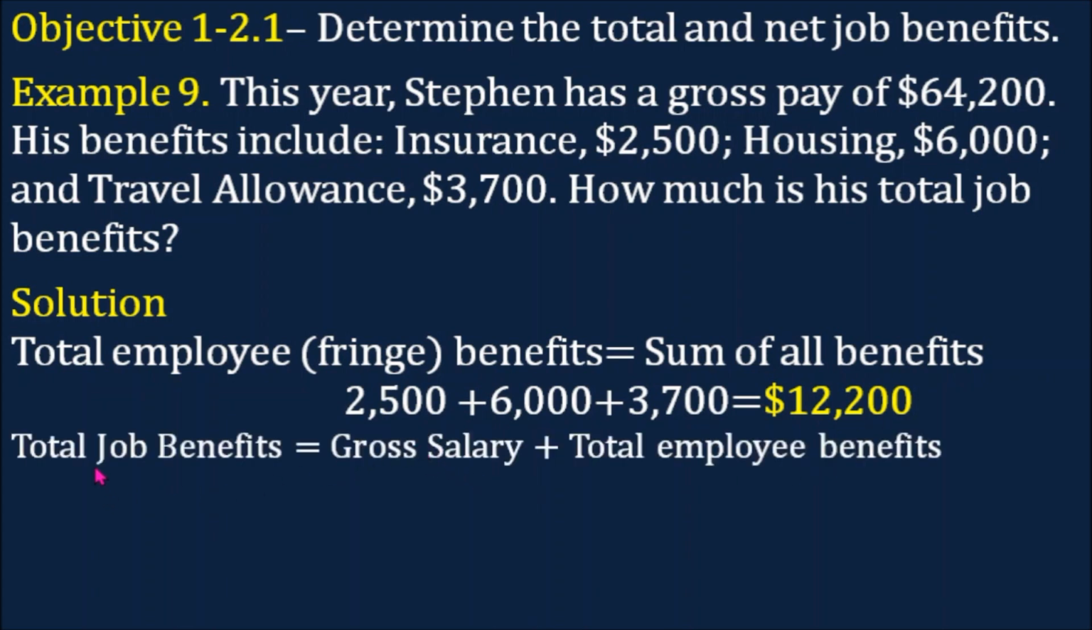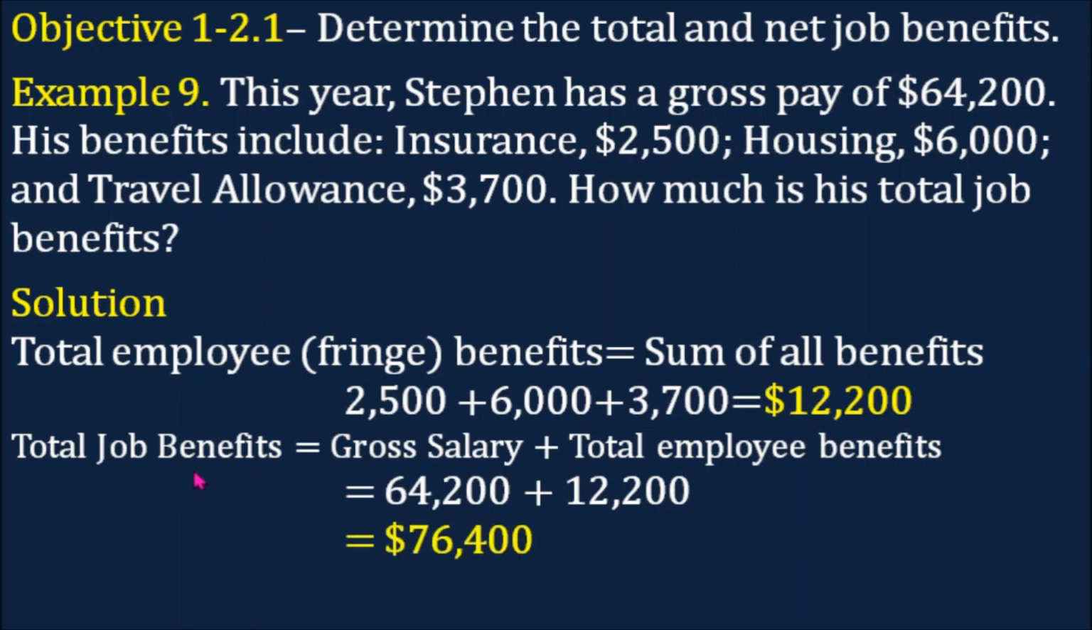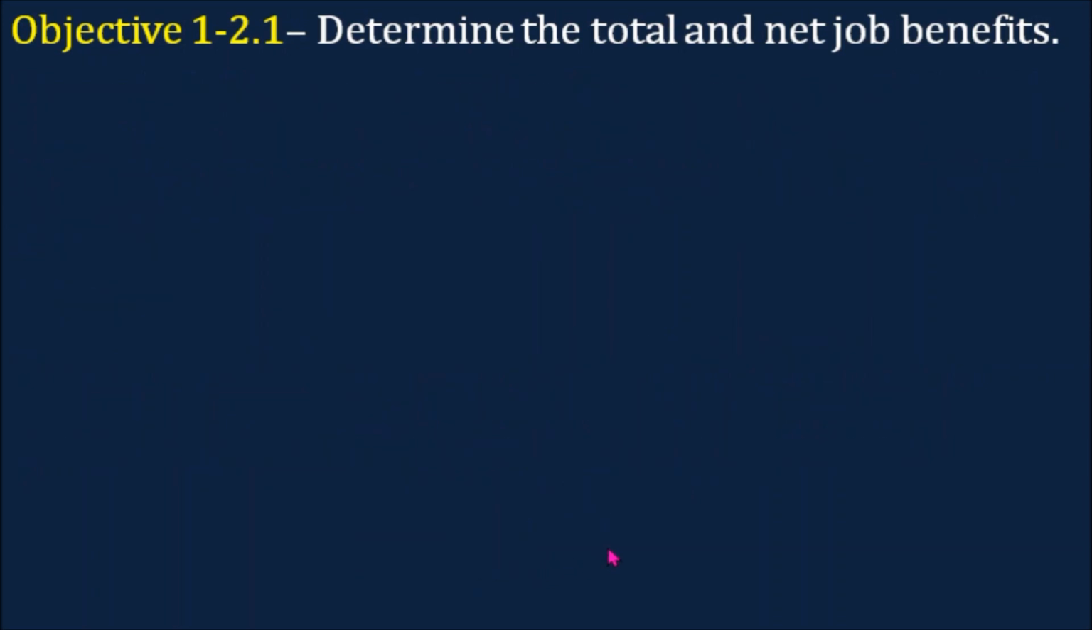Now, our formula for total job benefits is gross salary plus total employee benefits. So the gross salary here is $64,200 and the total employee benefits is $12,200. So the total job benefits is $76,400.